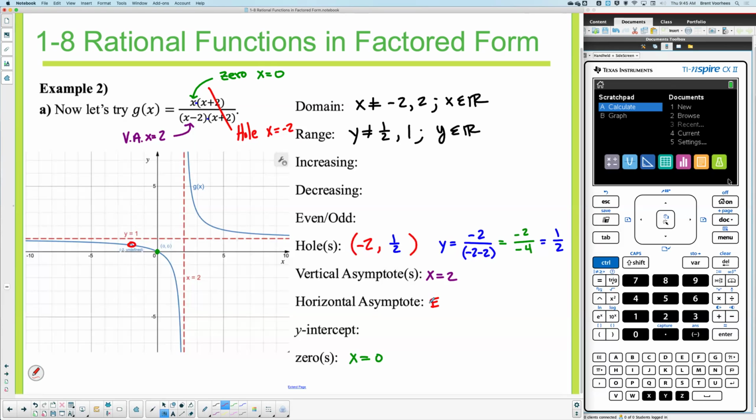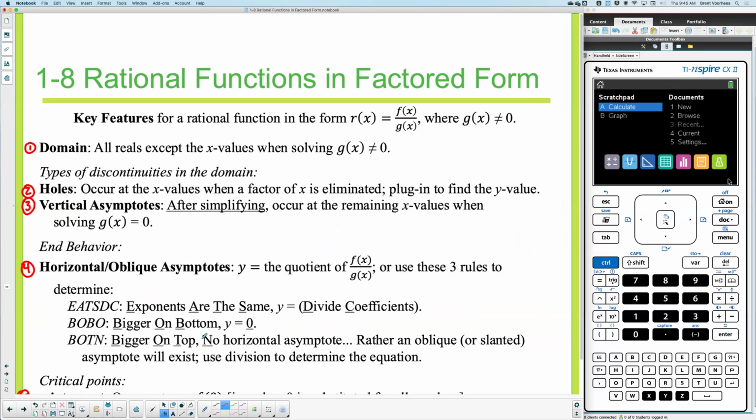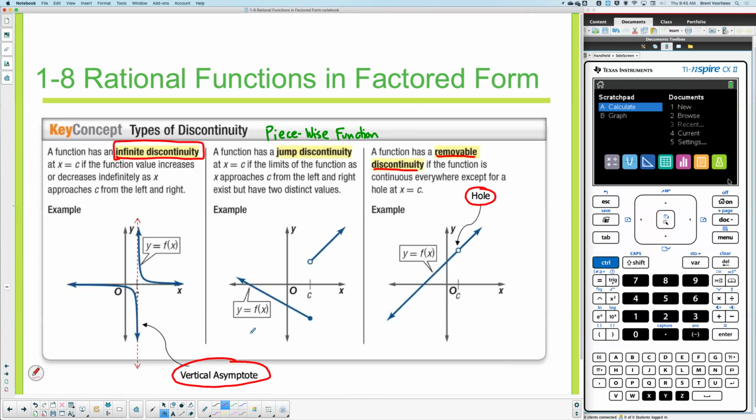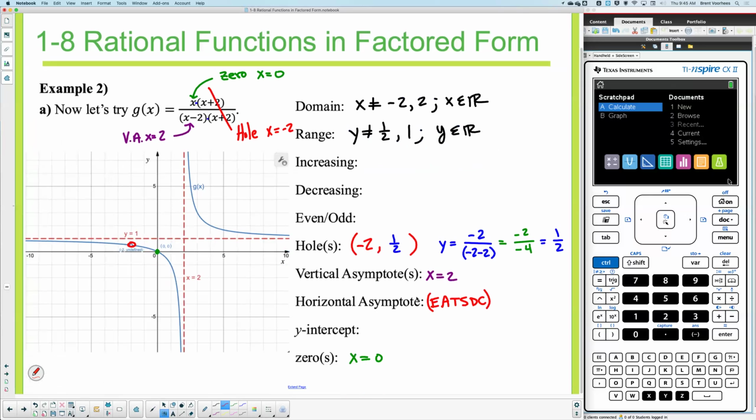And let's just put that here. This is the acronym. Exponents are the same, you're going to divide your coefficients. That's from the rule, the cheat sheet. If you look back at the cheat sheet, this is the rule right here that I'm doing. If the exponents are the same, it's going to be y equals divide your coefficients. And so that's where I am writing each DC. So if you look back at your notes, you know where to go on the cheat sheet. This becomes y equals 1 because the exponents are the same. It was a 1 and a 1, and so you divide the number in front of them. This is like a 1, this is a 1. 1 divided by 1 is 1.